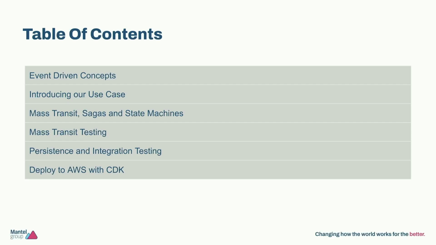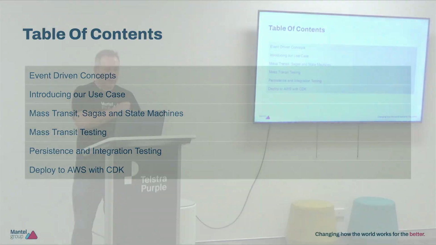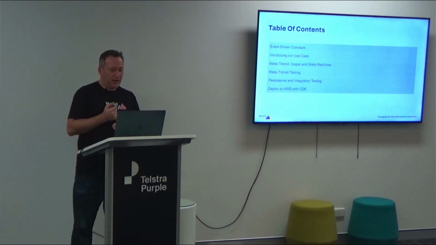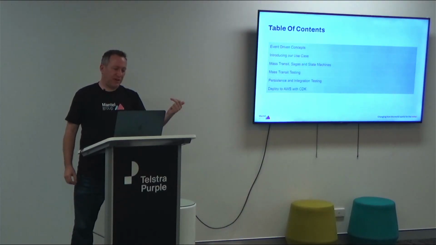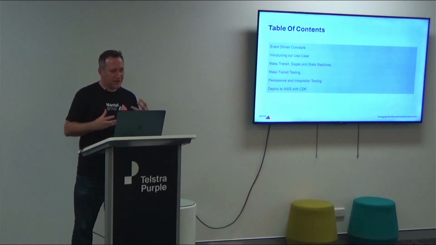Okay, so we looked at a few things. Most importantly are those event-driven concepts. We looked at the use case, which is an online trivia game. And the thing I want you to take away really is those event-driven concepts and how MassTransit has these things that let you build apps using them. So you've got consumers, producers, sagas, and state machines.